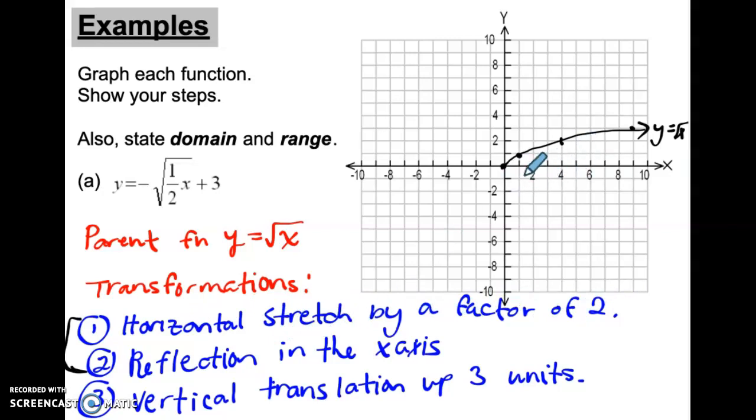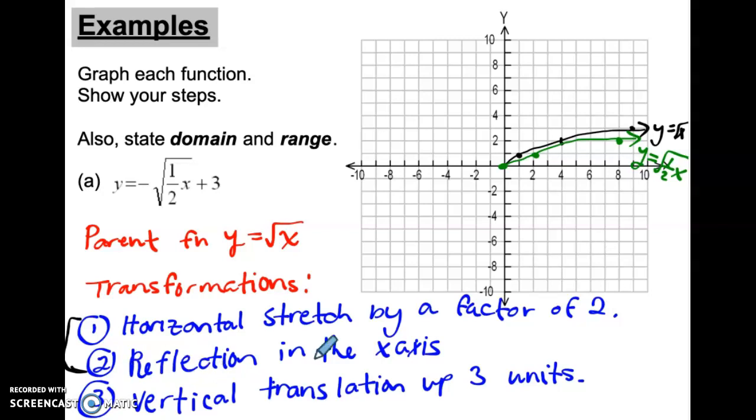What that means is we're going to take all of the x values that we have and multiply them by 2. Here the x value is 0. 0 times 2 is 0. Here the x value is 1. 1 times 2 is 2. So the y value is staying the same. We're just multiplying the x value. Here the x value is 4. 4 times 2 is 8. So we would then have an x value of 8. And now I have stretched my graph horizontally, and I've applied that transformation of the half for k.